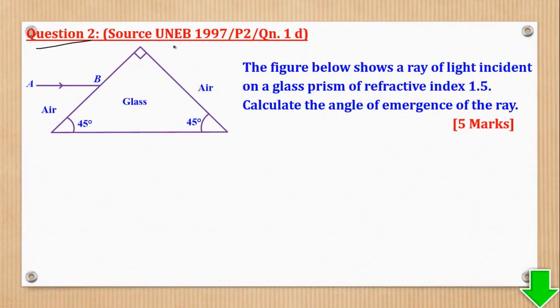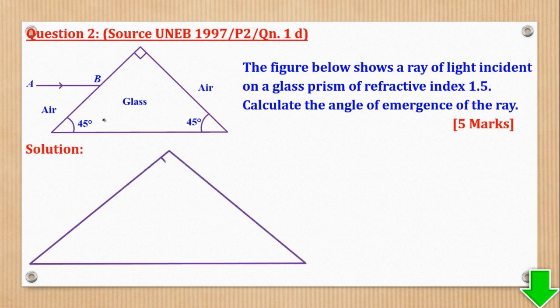So question 2 came from UNEB 1997, paper 2, question 1D, and it says, the figure below shows a ray of light incident on a glass prism of refractive index 1.5. Calculate the angle of emergence of the ray. So it's the diagram. What I'm going to do, I shall redraw the diagram to show a complete ray.